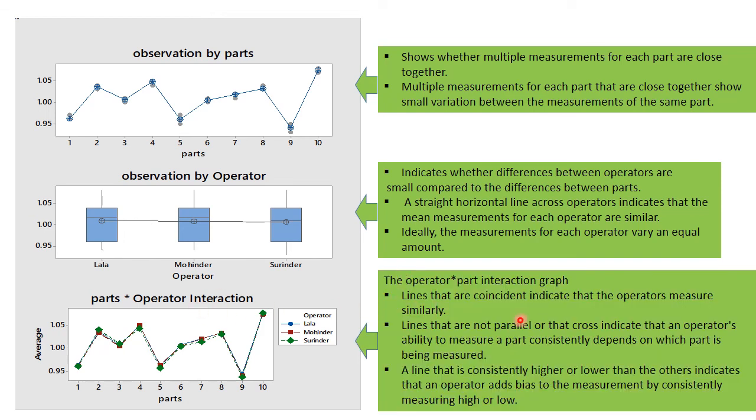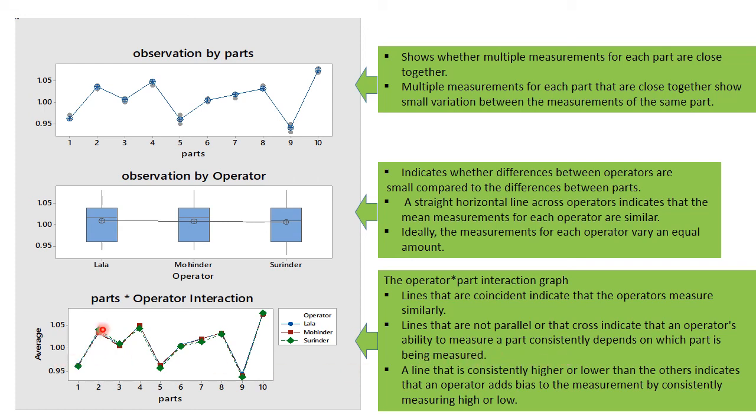Operator part interaction graph. Lines that are coincident indicate that operators measure similarly. So in this case, you can see that almost all the points are touching each other. So this shows that the operators measure similarly. Lines that are not parallel or that cross indicate that an operator's ability to measure a part consistently depends on which part is being measured.